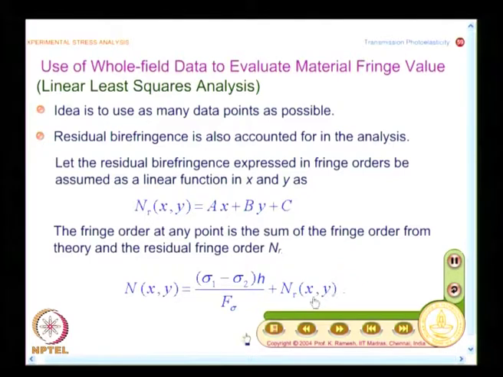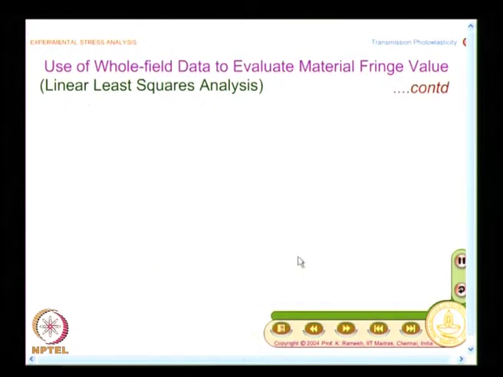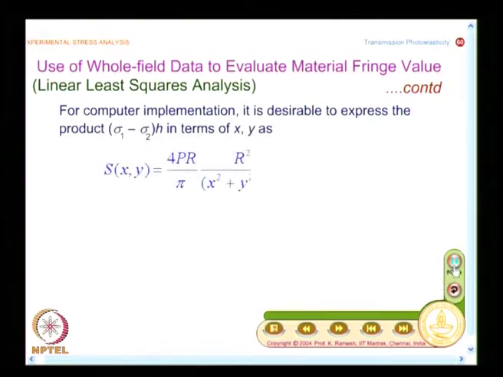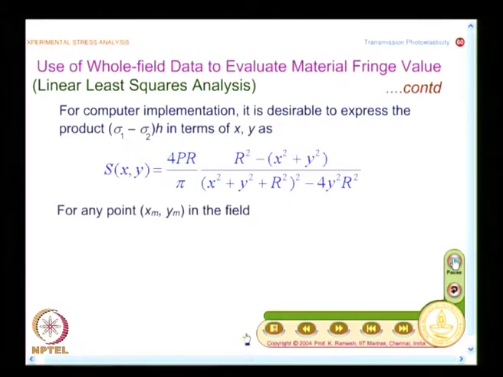What I am going to do is, we already have an expression for this, we will replace it as a function of x comma y from the generic expression of sigma 1 minus sigma 2. That will be the first step. Then we will see how to coin equations, so that we do a least squares analysis. We already know sigma 1 minus sigma 2 as a long expression, and we recast it as S as a function of x comma y, which is nothing but sigma 1 minus sigma 2 into h.